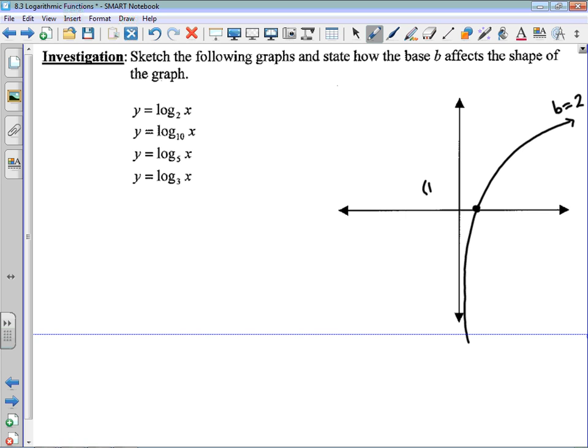If I were to make that base 3 instead, it's really important that it is doing the same thing. It's just that it's doing it maybe quicker is a good way of describing that. So that would be where b is equal to 3. They both have that same vertical asymptote. If I draw where b is equal to 5 next, we would see another similar shape happening here. That would be b is equal to 5. I'm exaggerating these a little bit. It's worth mentioning. And then the last one would be where b is equal to 10.